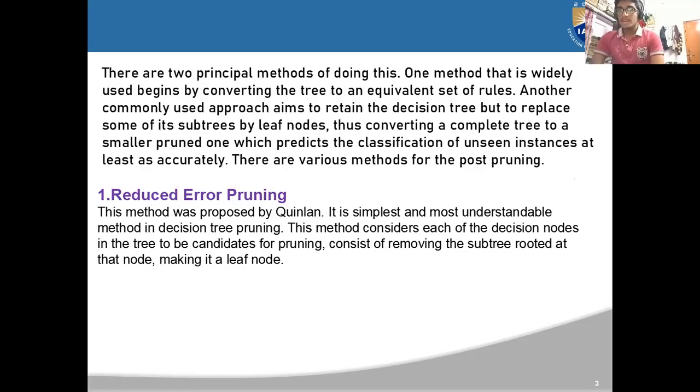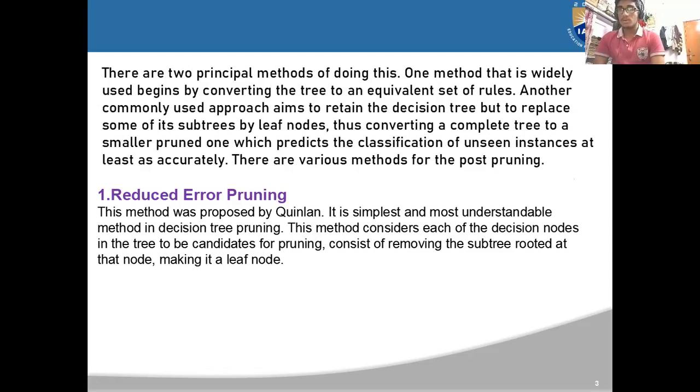Basically, there are two principal methods of doing this. One widely used method begins by converting the tree into an equivalent set of rules. Another commonly used approach aims to retain the decision tree but replace some of its subtrees by leaf nodes, thus converting a complete tree to a smaller pruned one, which predicts the classification of unseen instances at least as accurately. So there are various methods for post pruning.